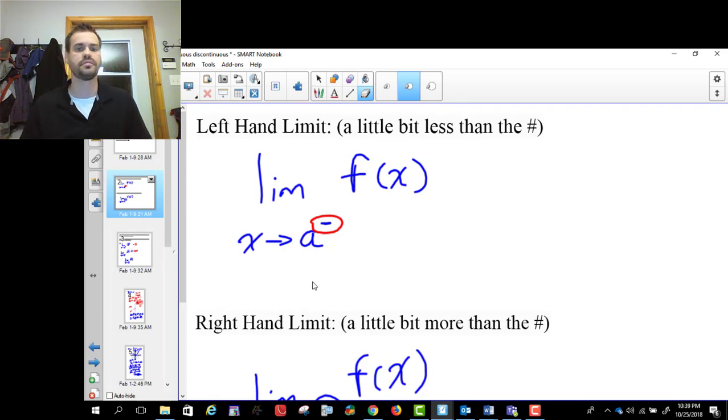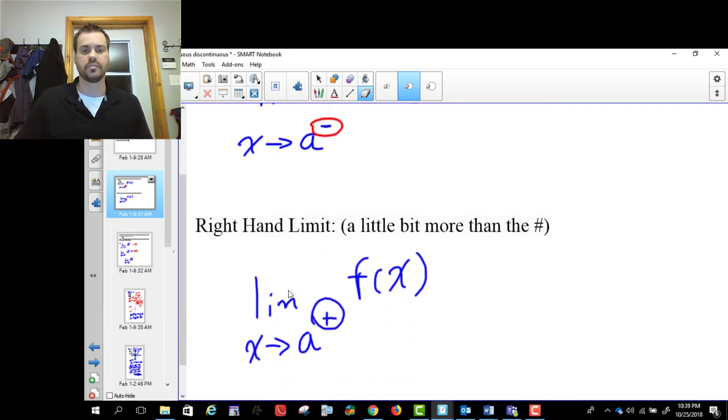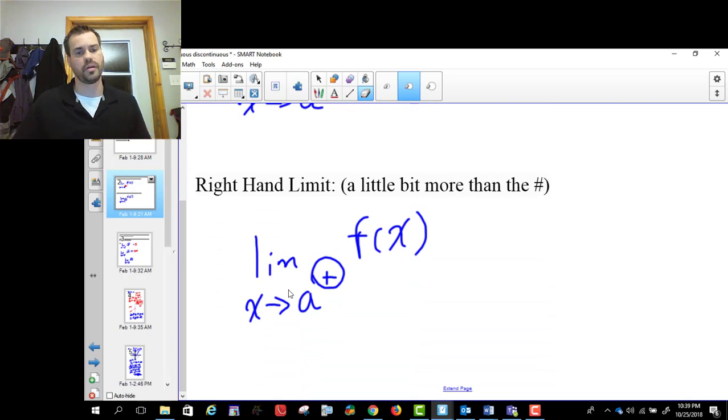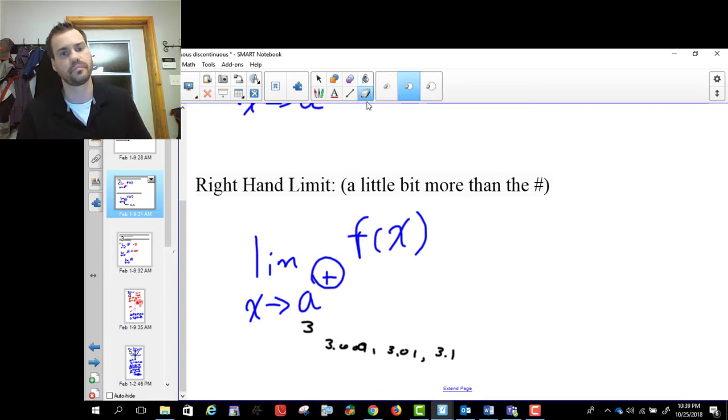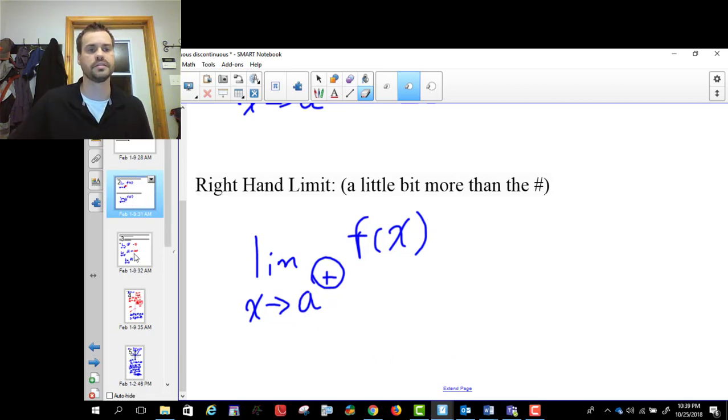And then, of course, the positive indicates that it's the right-hand limit, and you're coming in from a little bit more than the number. So just, again, to sort of explain, if that's 3, then we'd be going 3.001, 3.01, and 3.1 kind of thing. So we're coming in closer and closer to 3, but from something bigger than 3, just as an example. So that's what it means, and I think we are fairly clear about that concept.